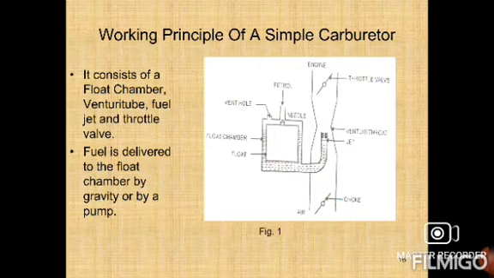Fuel is delivered to the float chamber by gravity. Generally the fuel tank is placed on top of the vehicle, at some height, and the carburetor is always placed at the bottom of the fuel tank. The flow is always under gravity. A pump can be used, but generally we know it works only with the help of gravity.